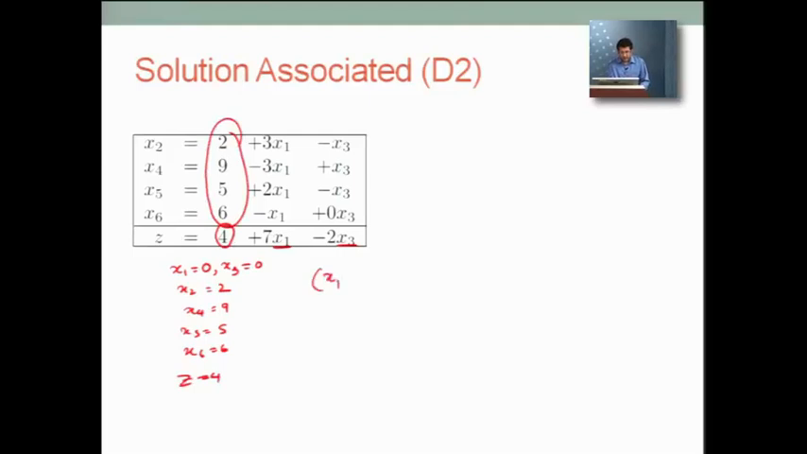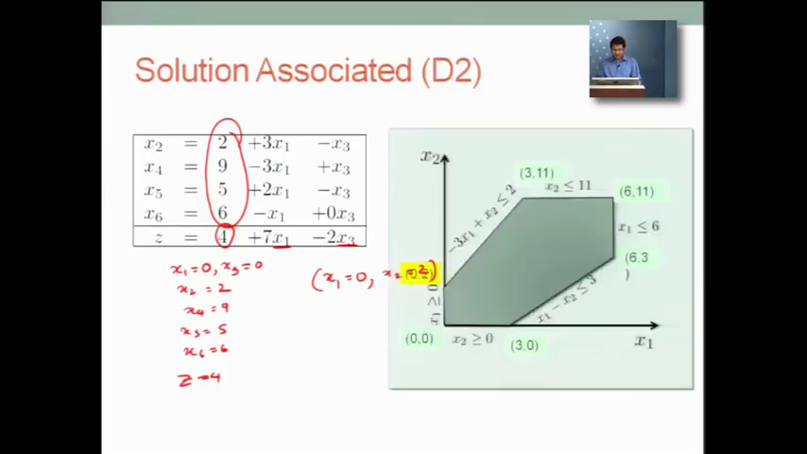And if you want to look at x1, that's 0. And x2 is 2, so it's (0, 2) for x1, x2, which are the only variables from the original problem. x3, x4, x5, and x6 are slack variables that we have added to the problem. Okay, so let's look at what this means.